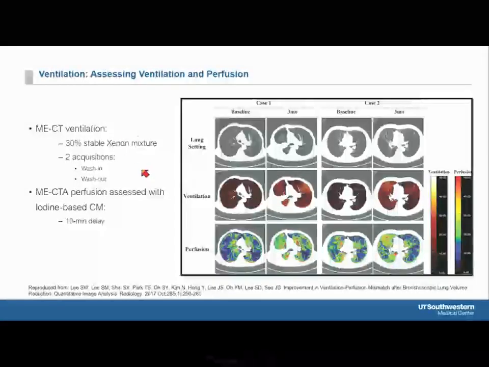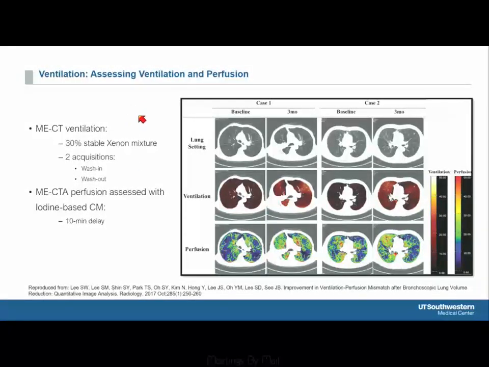Shifting to ventilation, this is more of an investigative tool at this point. One can use xenon as an inhaled contrast medium to assess lung ventilation. And this paper here looked at the combination of both ventilation and perfusion scans on dual energy CT in patients undergoing emphysema reduction surgery.